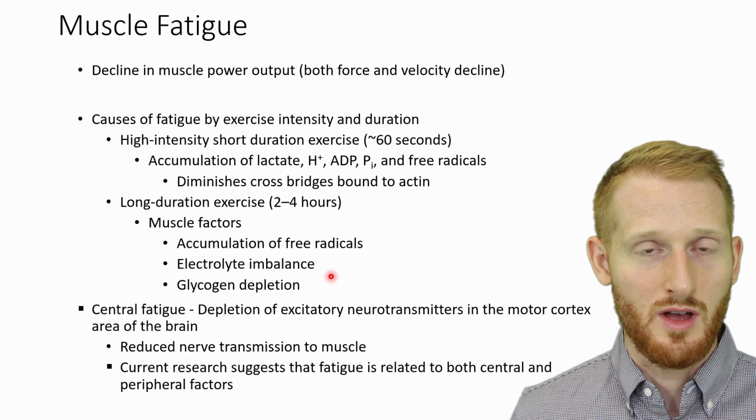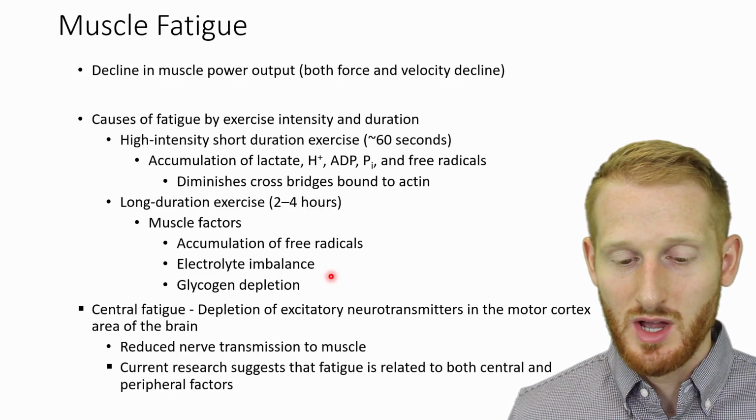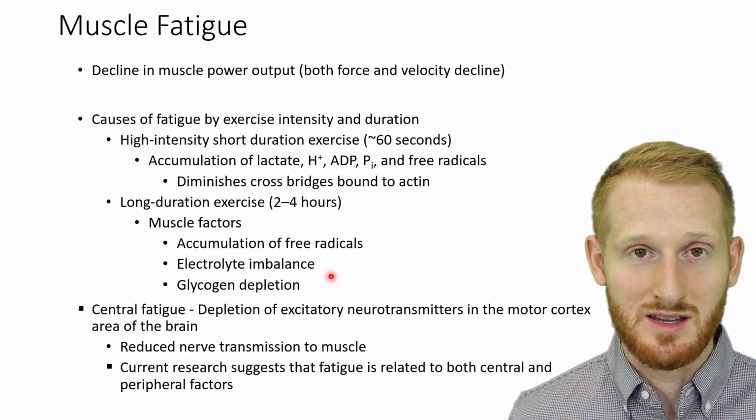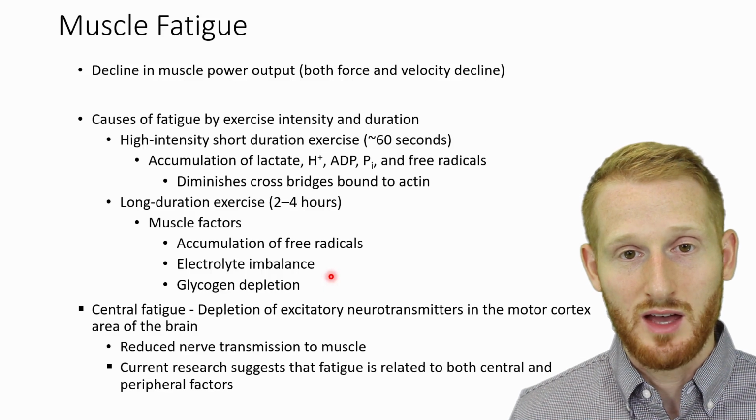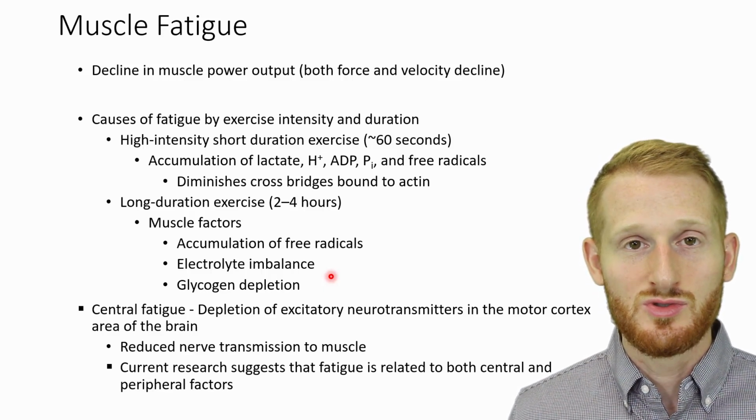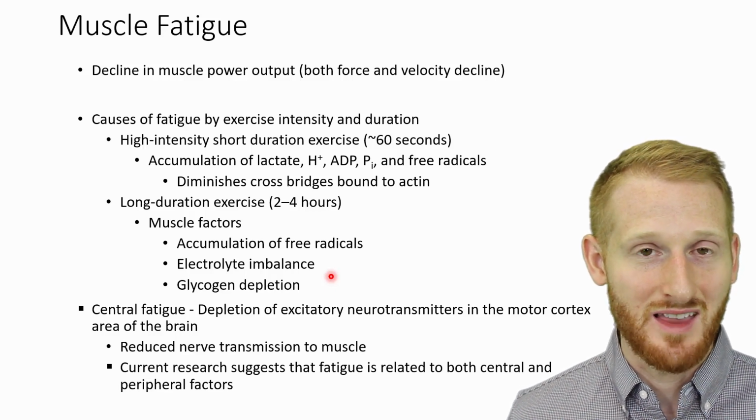The muscles require a balance of sodium and potassium just like the neurons do. And so if the electrolytes become imbalanced, that can cause a decrease in muscle action. Also, we have glycogen depletion. All right, so glycogen depletion is when you use up the storage form of glucose inside the muscle.